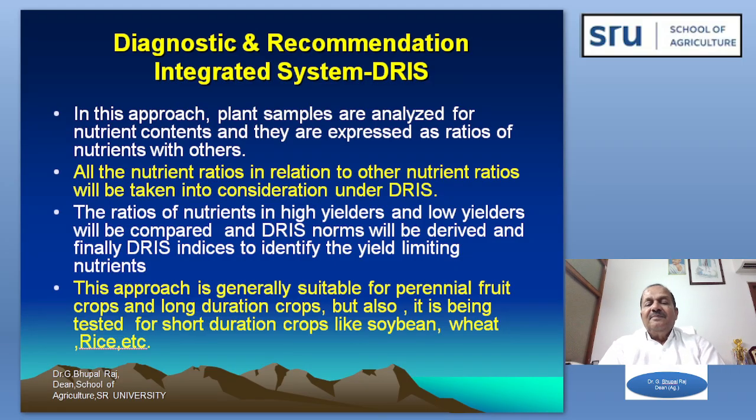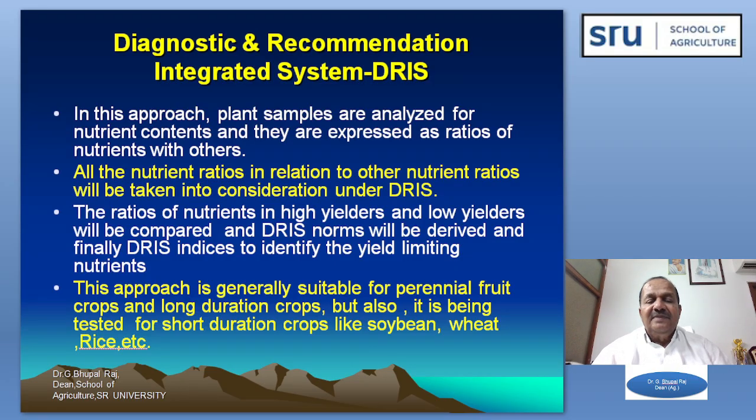The stage of the plant sample and the index leaf sample are all established for different crops. Index leaf samples are to be collected at the particular stage prescribed for that plant, and all the plant samples are analyzed for the different nutrient contents and expressed as ratios of the nutrients with others. All these nutrient ratios in relation to other nutrient ratios will be taken into consideration under DRS. For example, the N by P ratio.